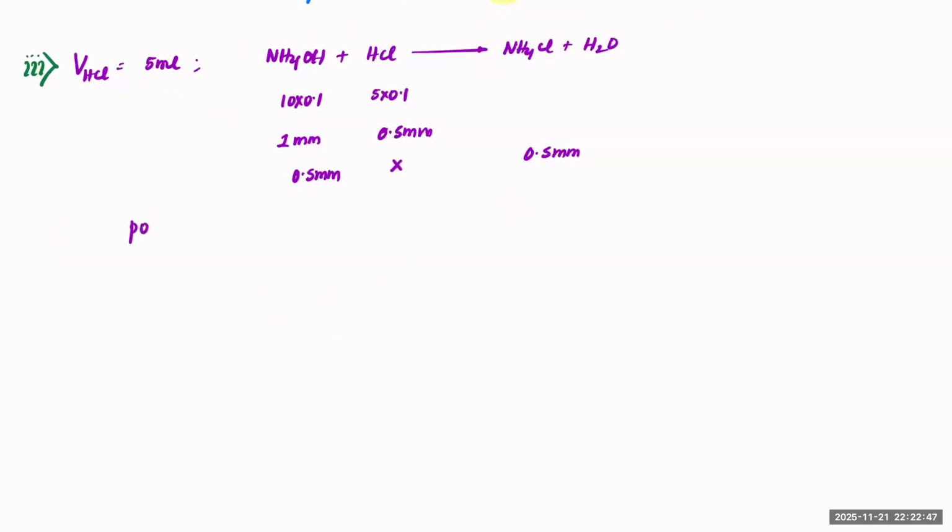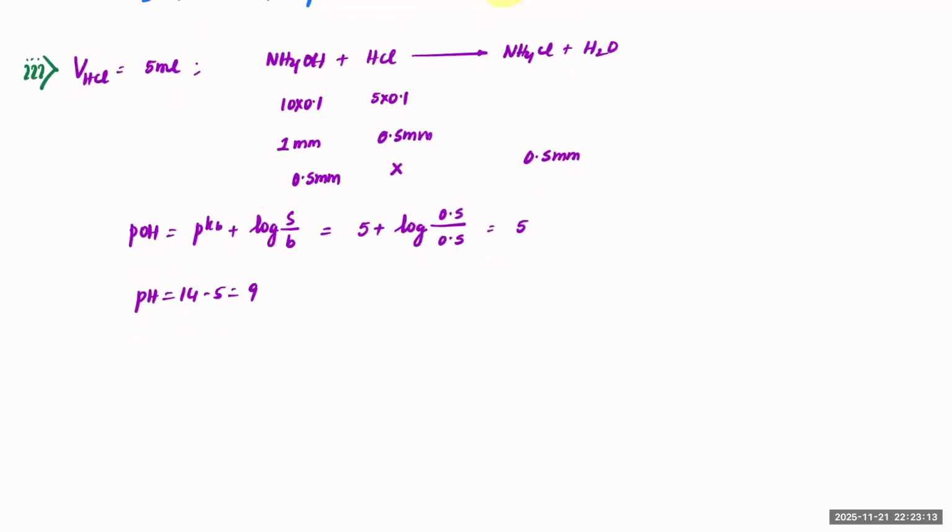So in that case, what is the pOH? pOH will be equal to pKb plus log of salt by base concentration. So pKb value is 5 plus log of salt is 0.5, base is 0.5, which is equal to 5. So pOH is equal to 5 and pH is equal to 14 minus 5, which is 9.